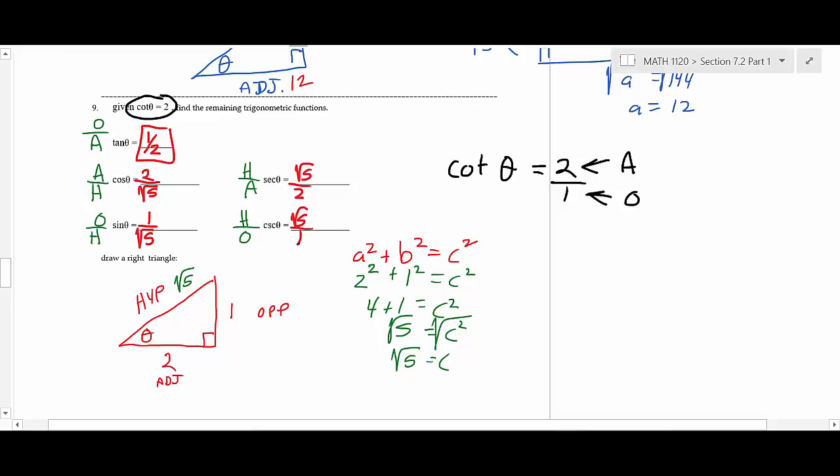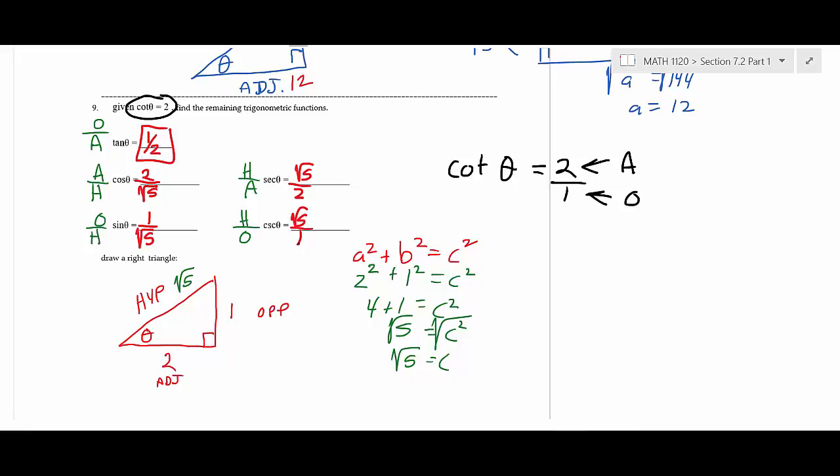Okay, I'm going to see what you got. First of all, what did you get for the hypotenuse? Square root of 5. What did you get for the tangent? 1/2. What did you get for the cosine? 2 radical 5 over 5, right? How about the secant? Radical 5 over 2. How about the sine?